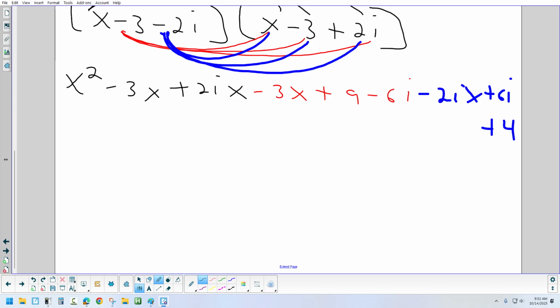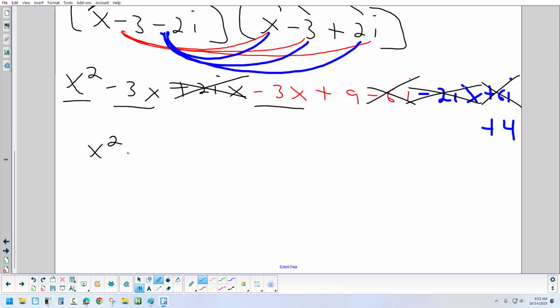So we have a negative 6i and a positive 6i. Yep. The i's canceled. Plus 2ix, negative 2ix. Whenever you're writing a polynomial, if that doesn't happen, then you made a mistake. So all we're left with now is x squared minus 6x, and then 9 plus 4 is 13.